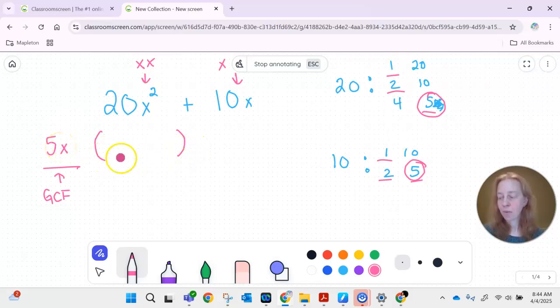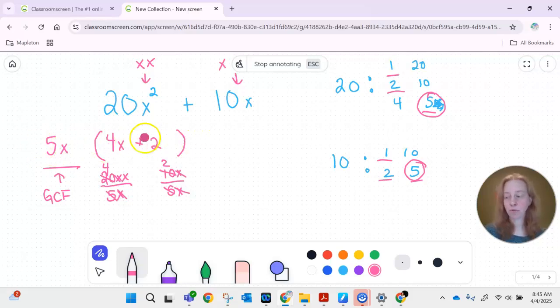Now I need to figure out what to put inside of my parentheses. So I'm going to do 20x squared, I'm going to write it like this, divided by 5x. 20 divided by 5 is 4, and then one of my x's cancels out. So I'm left with 4 and 1x. I'm going to do the same thing here. 10x divided by 5x, well, 10 divided by 5 is 2. x divided by x goes away, so I have a plus 2 right here. So this is my factored form of this. And remember, you can always check it to make sure that it's working.